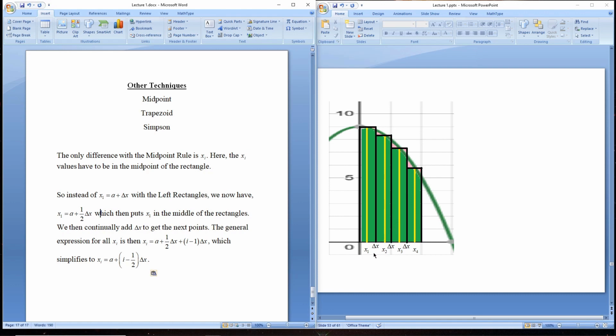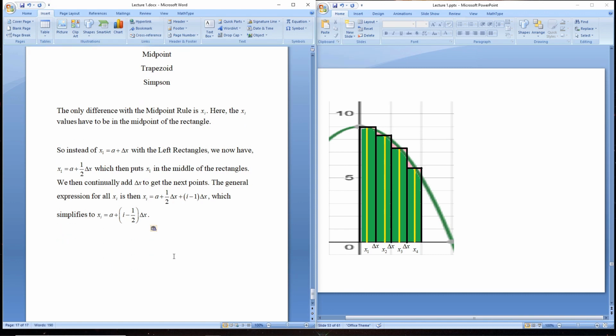So if you want to think about that expression and come up with it yourself, you can do that, but I have it stated right here. The general expression for all these xi's is going to be our starting position, which is a plus 1/2 delta x. That's our first yellow line. And then we add a delta x to that. Now this expression ends up turning out to be i minus 1 to get that. And we can do a little simplifying to get our final expression for the x sub i's for the midpoint rule. So now we have this i minus a half sitting in parentheses here.